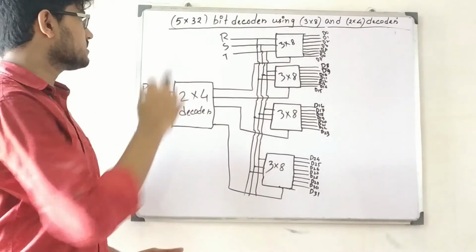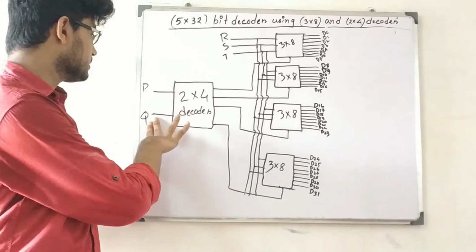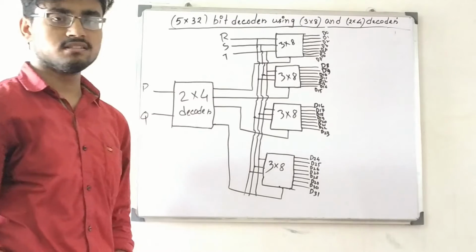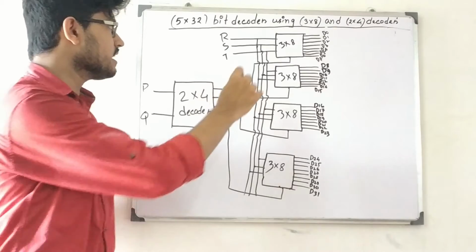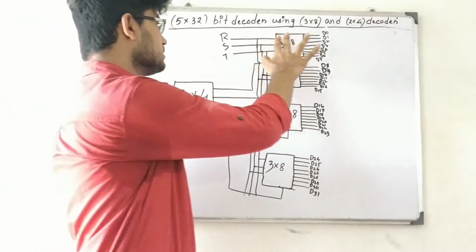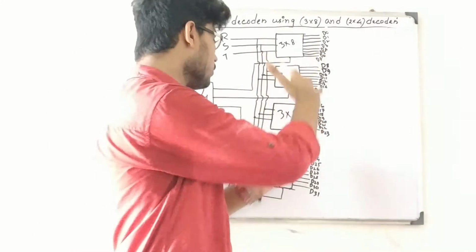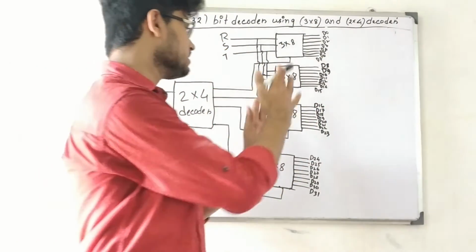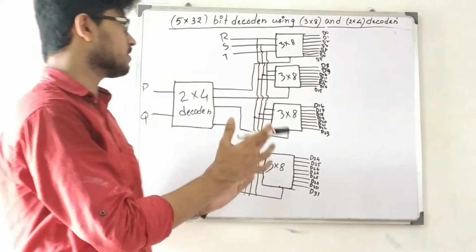And so it's a 5x32 decoder. You have to give 5 inputs here. The first 2 inputs go to the 2x4 decoder, and the other 3 inputs are given to the 3x8 decoder circuits. This is the R, S, T 3-bit input, and we have to give the same RST input to all the 3x8 decoders. These RST inputs are given to all these 3x8 decoders, and we get 8 unique outputs from each 3x8 decoder circuit. So this is basically the block diagram of a 5x32 decoder using 3x8 and 2x4 decoders.